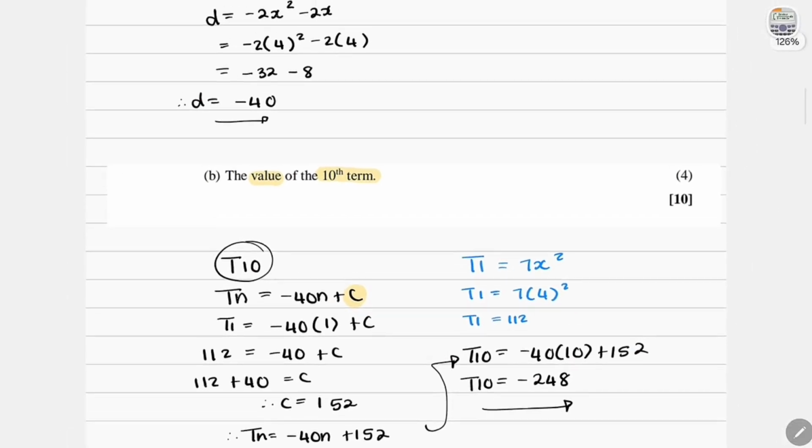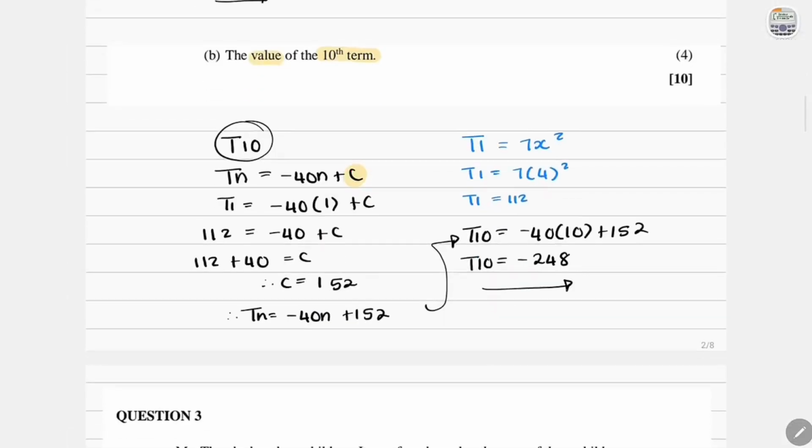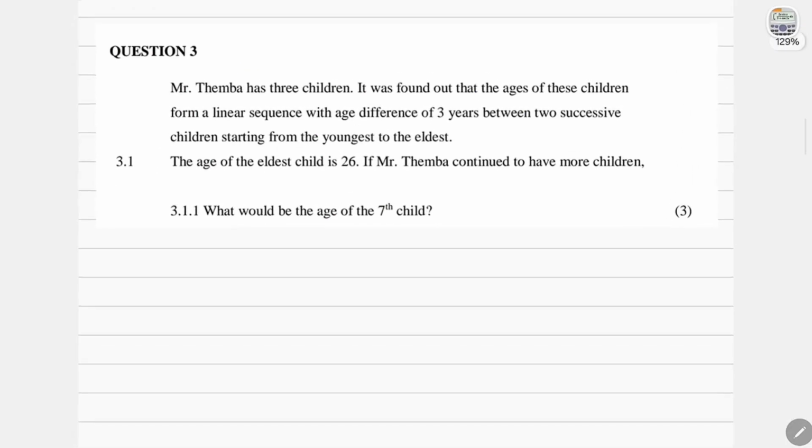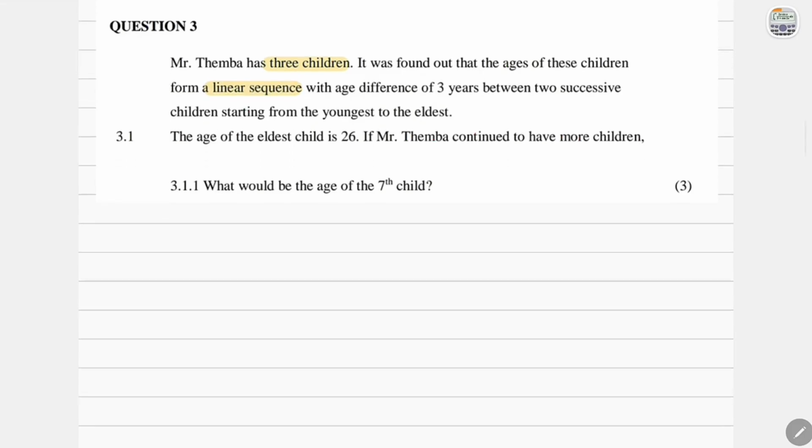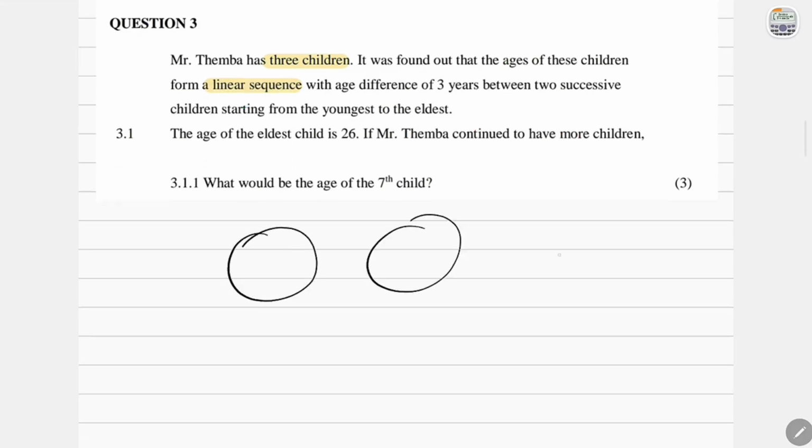And that is it for that question, and that is it for question 2. Question 3 says, Mr. Temba has 3 children. It was found that the ages of these children form a linear sequence. So we have a linear sequence with the ages of these 3 children, 1, 2, and 3, with an age difference of 3 years between 2 successive children, starting from the youngest to the eldest.